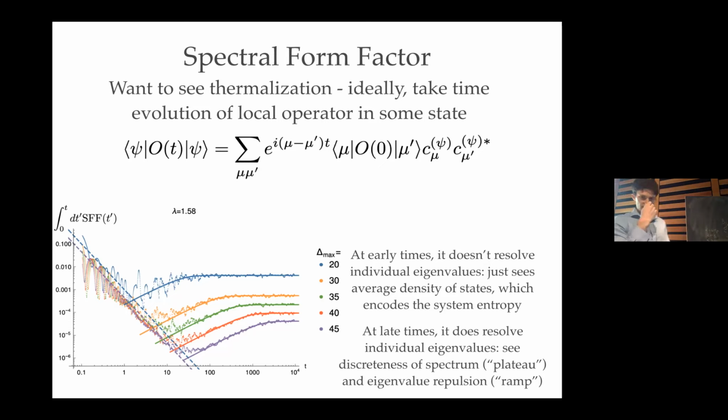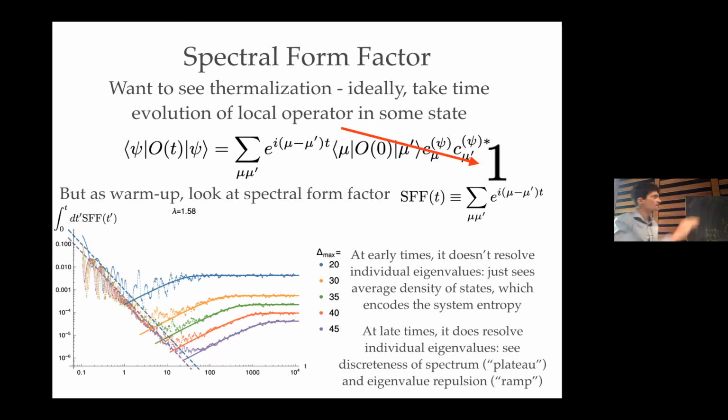For the sake of simplicity, I'm going to look at a simpler quantity. I'm just going to pretend these factors, everything except the exponential, I'm going to pretend it's 1. Okay, that may seem like an ad hoc thing to do, but when you do this, you actually get something that has been widely studied called the spectral form factor. It's nice because it only depends on the spectrum, and it tells you about various aspects of the theory. So that's what I plotted here, the integral of the spectral form factor over time.